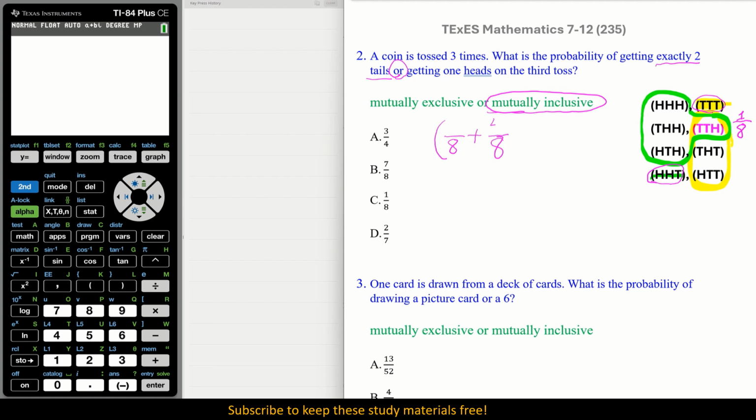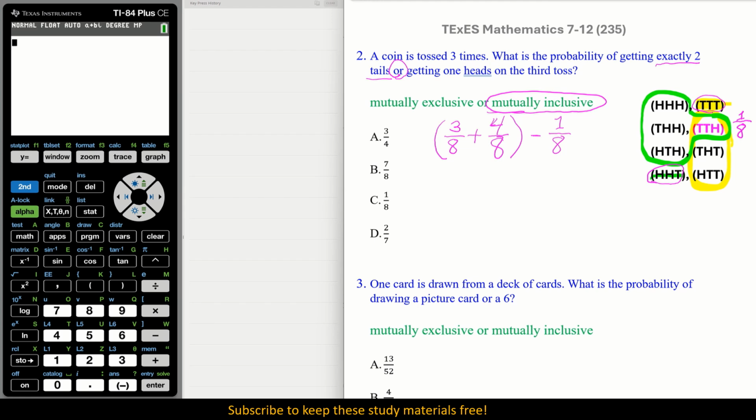Let's try this again. Exactly 2 tails is the yellow, so that's 3. And then it was heads on the third roll, so that would be 4. Okay, and now minus our 1/8, our one situation that repeats, one combination that repeats. Okay, now we have something we can put in our calculator, right?